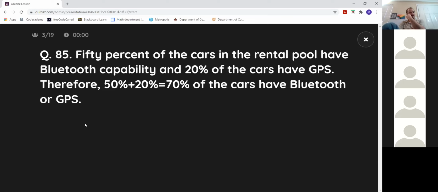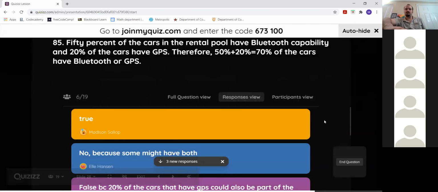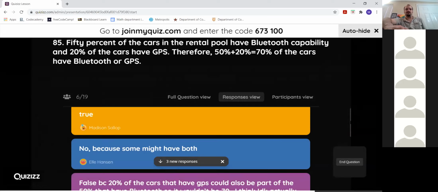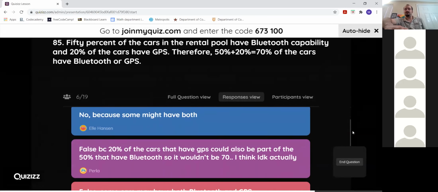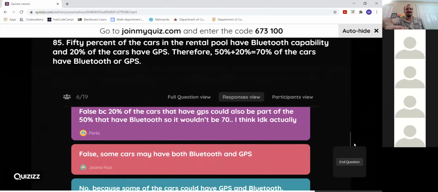I'll give you all a few seconds on this one, but I will definitely talk more about it. I guess you all got like a 50-50 shot on this, right? Either yes or no. True or false? I think I don't know, actually.